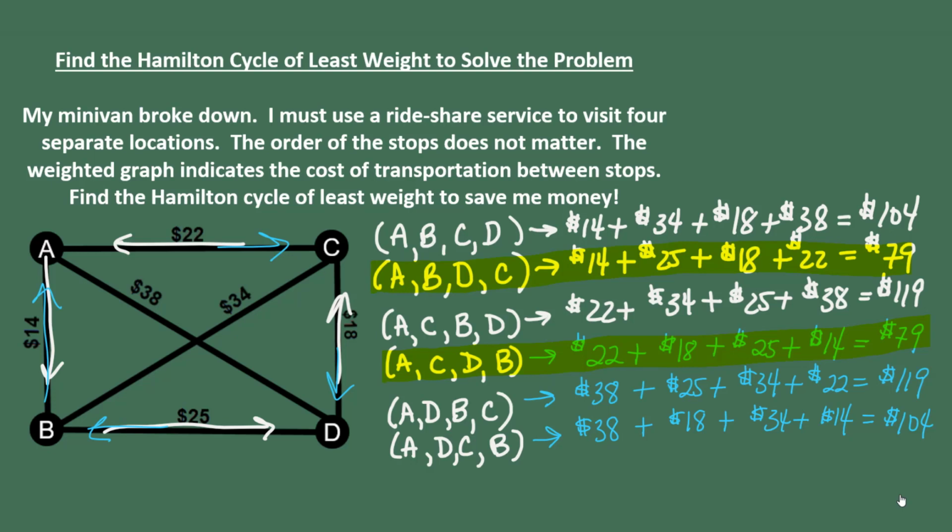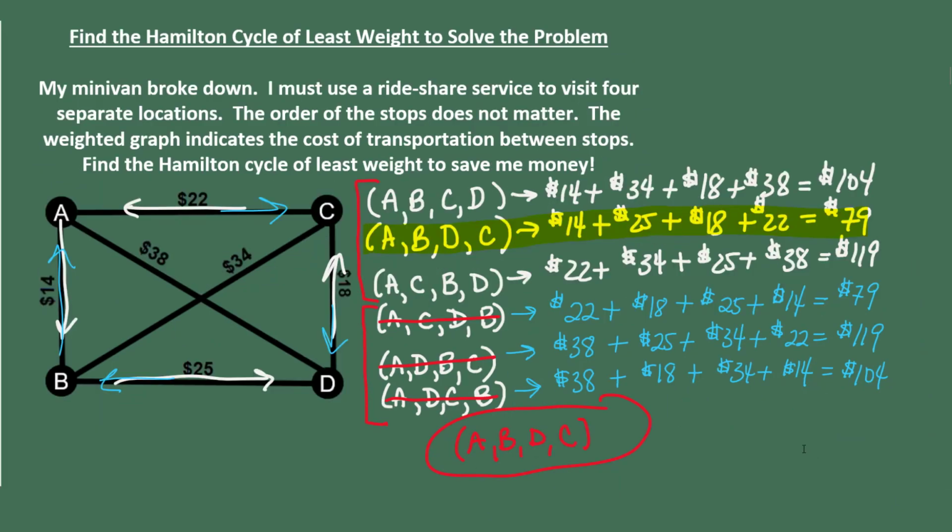And this always happens when we list all of our Hamilton cycles. Half of them are going to be the reverse of the other half. It makes sense that if we travel the same path but just in reverse order, we're going to have the same associated cost. So we really only need to consider the first 3 options in this case. And if you recognize that a cycle is just the reverse of one of the previous cycles, you don't have to spend time adding up the values. So I can be saved a lot of money if I use the cycle ABDC or its reverse.